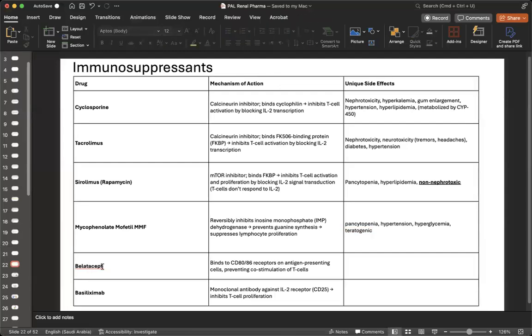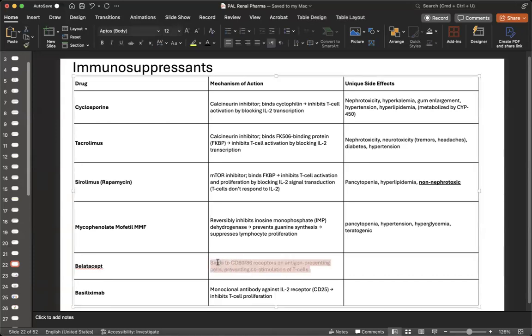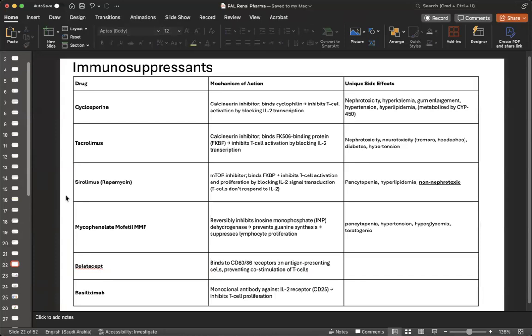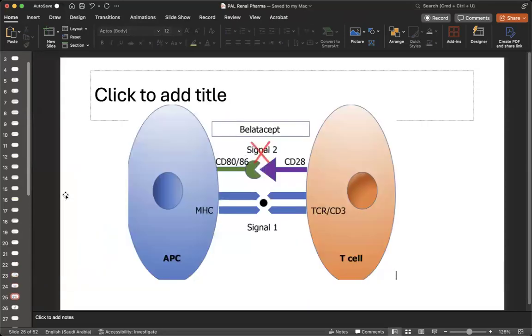So now you also have belatacept. You're probably never going to see this in your life. But anyway, it binds to CD80 and CD86 receptors on antigen-presenting cells, preventing co-stimulation of T cells. Now, in my opinion, you did not understand a single word of this sentence, so allow me to explain. So this is belatacept. Now, this is an antigen-presenting cell. It can be a dendritic cell, it can be whatever.